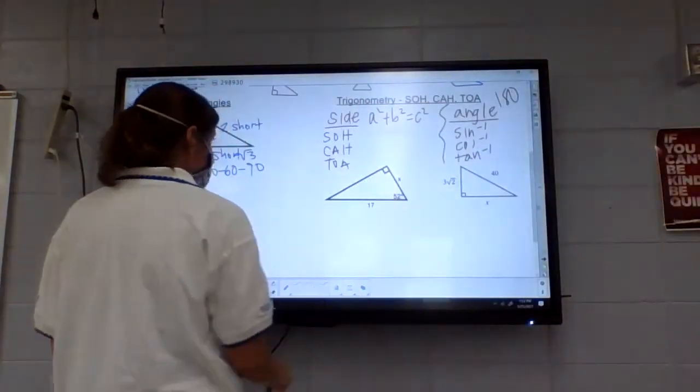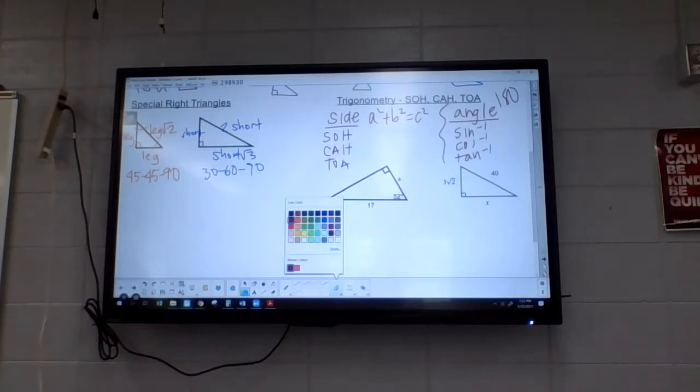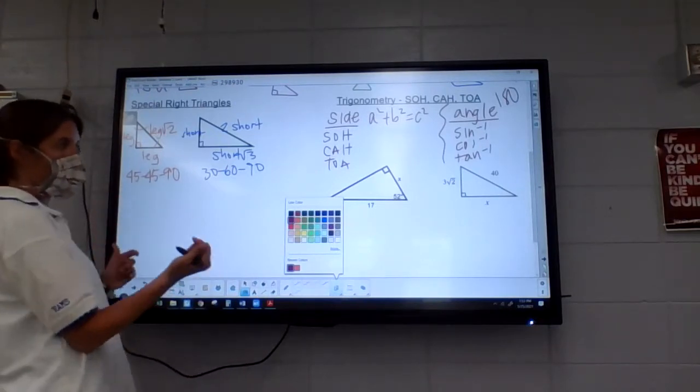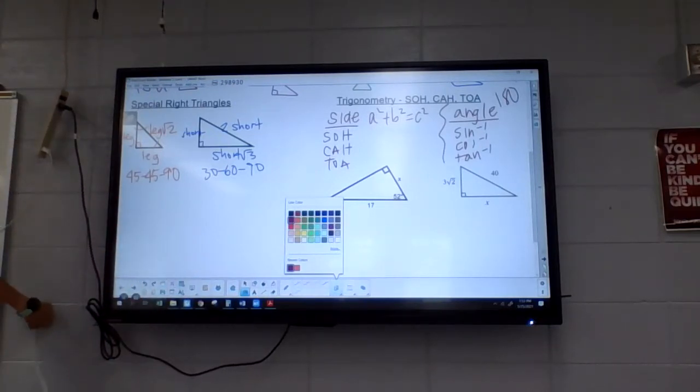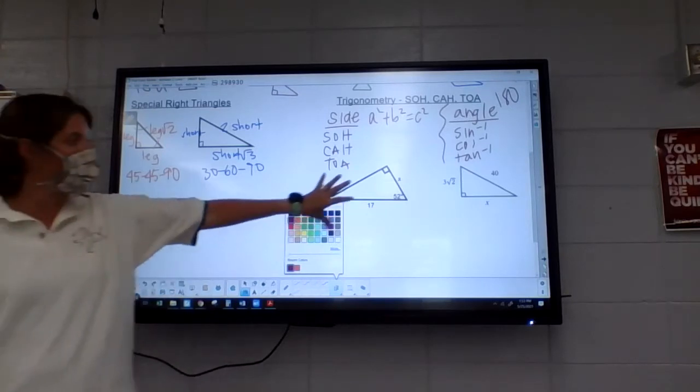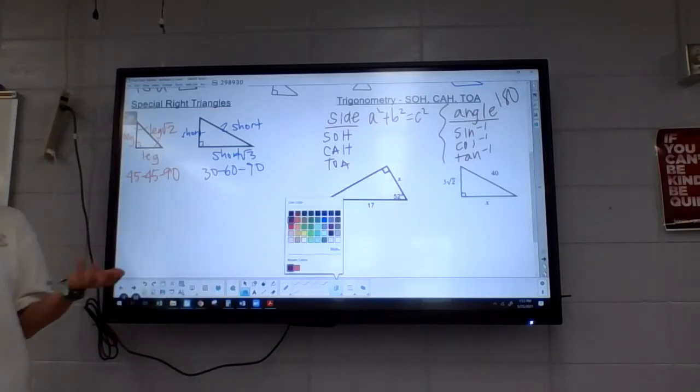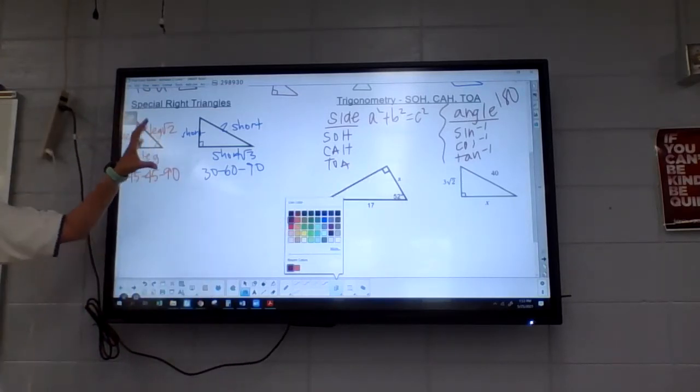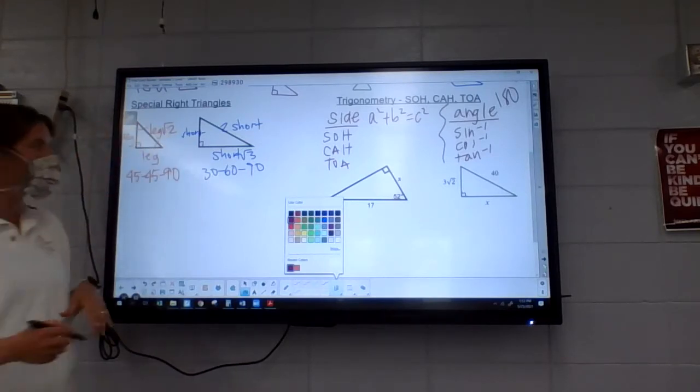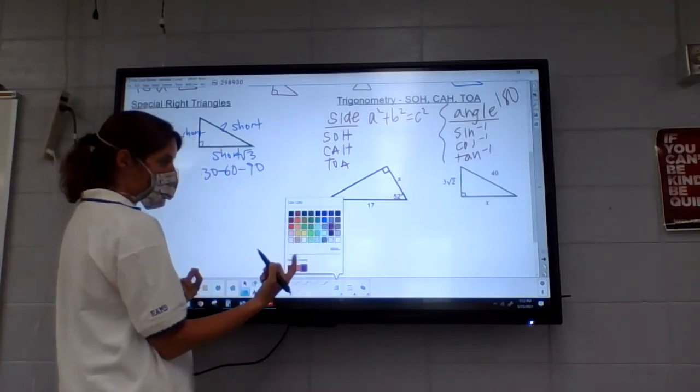So in this case, we're going to do this one on the left. The fact that we have an angle and we have a missing side. I can't do Pythagorean theorem for this one because I only know one of the sides. And it's not a special right triangle. 52 isn't one of our special ones. So instead, we're going to do trig.